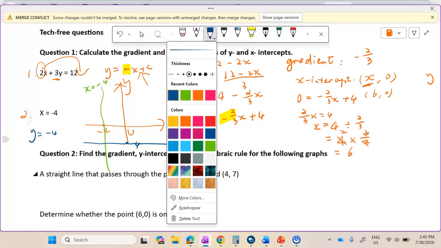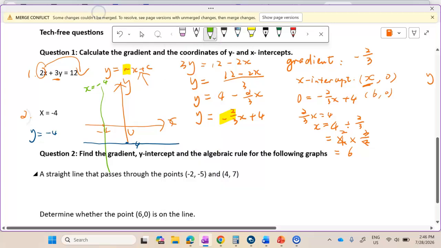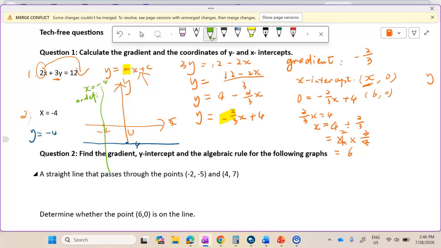Now, did you still remember how many types are there for gradient? So we've got positive one for uphill, negative one for downhill, and 0 for horizontal one. For the vertical one, it's undefined. Yes, so first of all, this is the gradient, which is undefined.